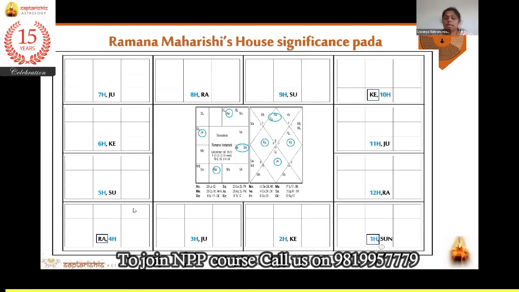So that is the reason he was moved out of his house, and he went to Arunachala at the very young age of 17 years. So this is the effect of Rahu in the 4th house. Same way, he has a karma that he needs to go into spirituality, because the 10th house is influenced by Ketu. So this is how you will be filling in the chart.